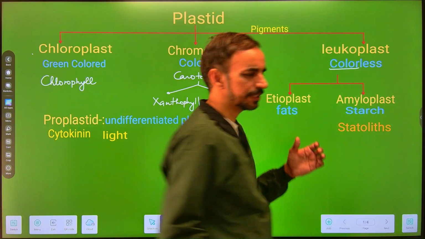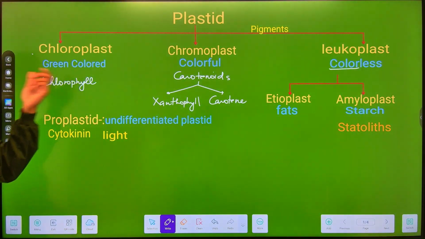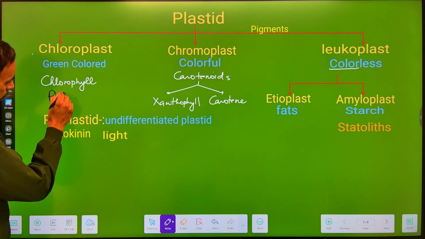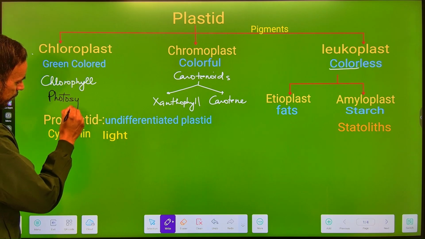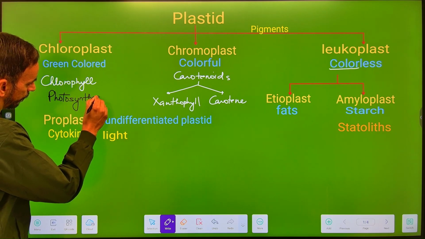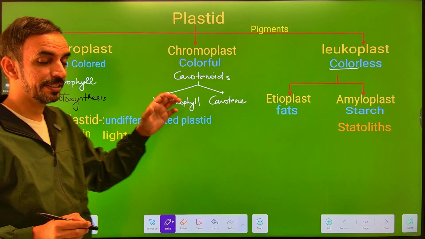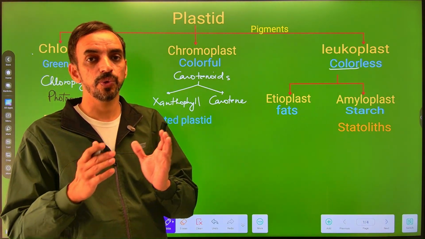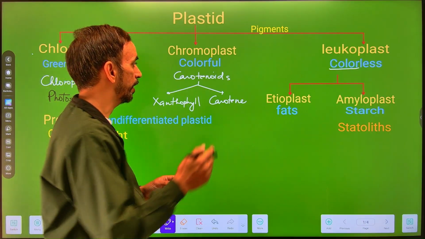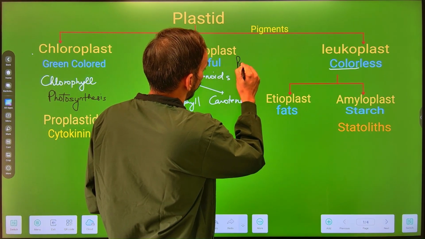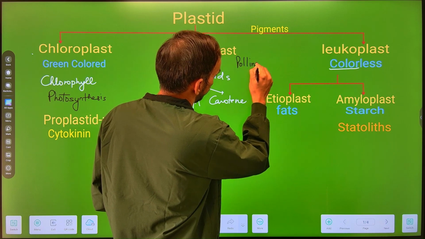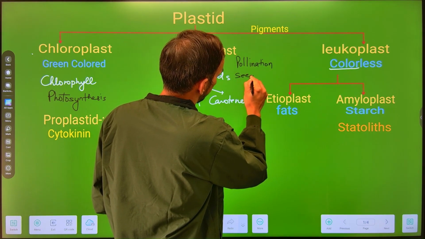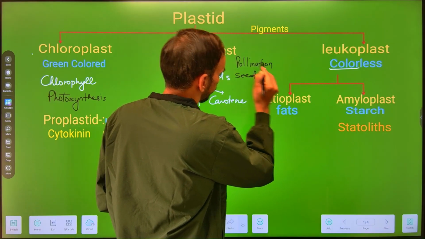Now, these plastids also have different functions. For example, the chloroplasts are mainly involved in the process of photosynthesis. If we talk about the chromoplast, since they provide unique color to the plant, they help the plant to attract the pollinators. So they help in the process of pollination and also in seed dispersal.